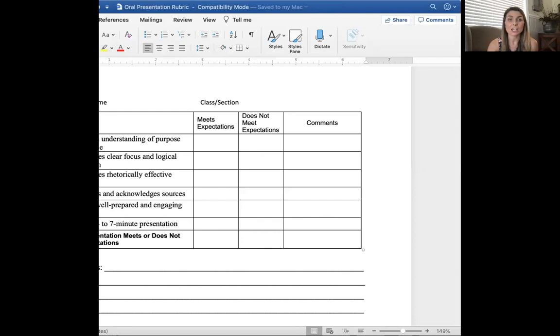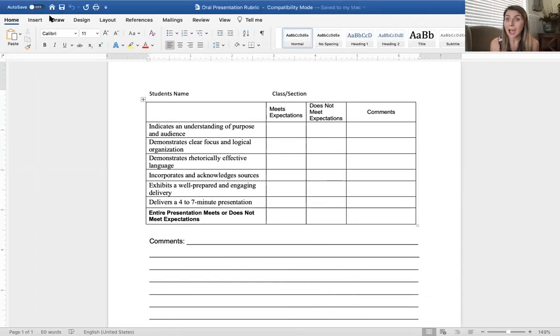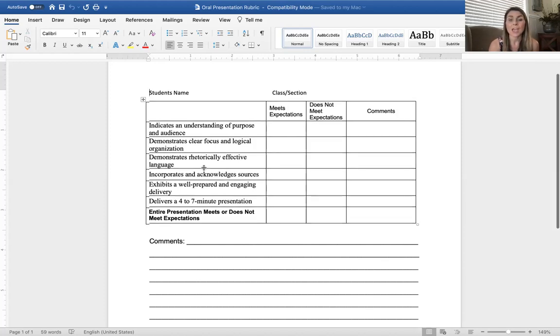I'm now going to share the oral presentation rubric, and I'm going to go over how you're going to be receiving your grade. So here is the meets expectation and does not meet expectation. Essentially, you should indicate an understanding of purpose and audience, okay? That should be very clear. Your thesis and your point and your message should be evident. A clear focus and logical organization, again, does the way you're presenting the information make sense?